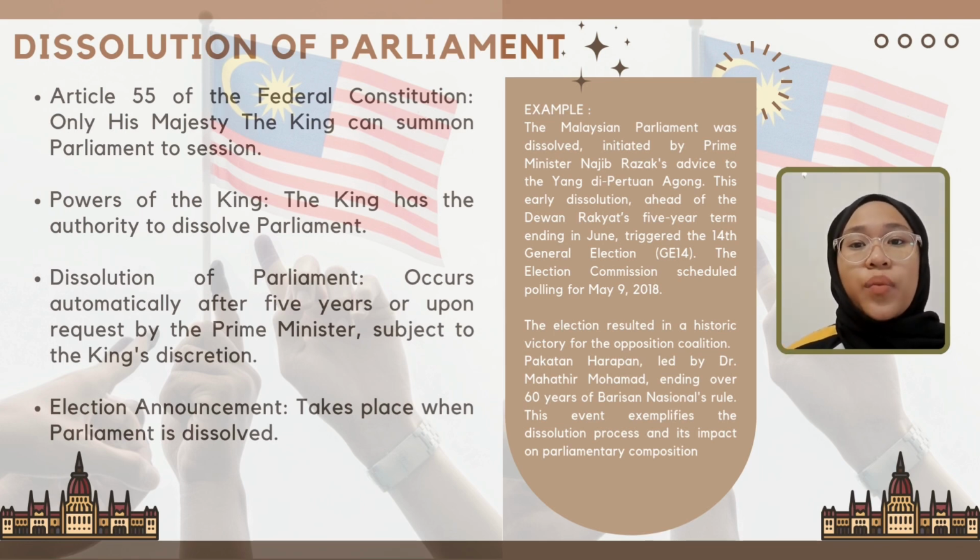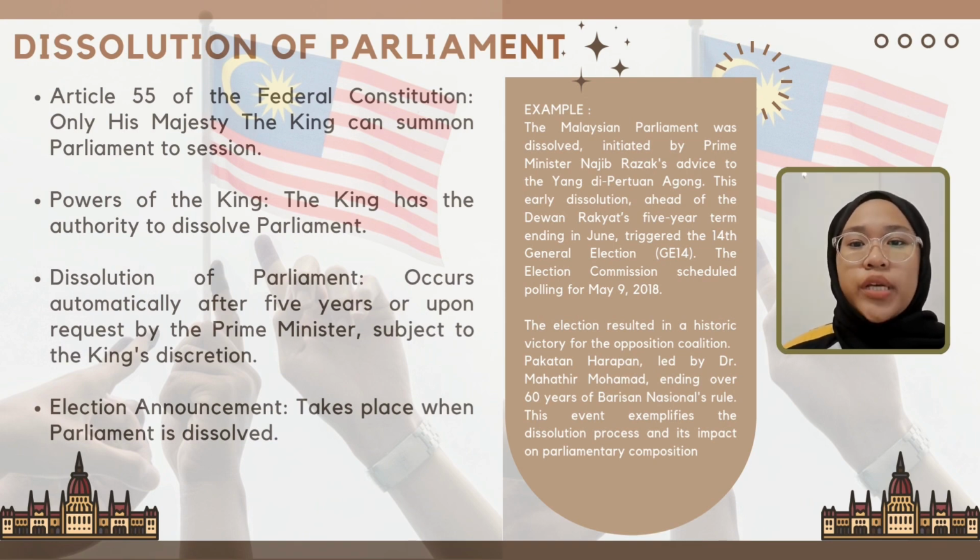Firstly is dissolution of parliament. Article 55 of the Federal Constitution stipulates that only His Majesty the King can summon parliament to be in session. His Majesty also has the absolute power to prorogue or dissolve the parliament. Announcement of election for the Dewan Rakyat takes place when parliament is dissolved. When parliament is dissolved, this means that it is stopped from functioning.